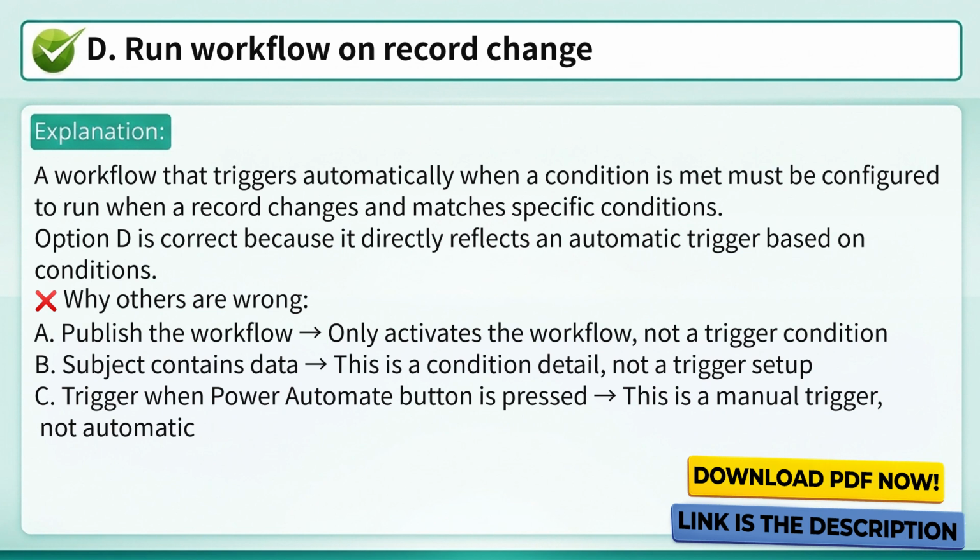Explanation: A workflow that triggers automatically when a condition is met must be configured to run when a record changes and matches specific conditions. Option D is correct because it directly reflects an automatic trigger based on conditions. Why others are wrong? A. Publish the workflow. Only activates the workflow, not a trigger condition. B. Subject contains data. This is a condition detail, not a trigger setup. C. Trigger when Power Automate button is pressed. This is a manual trigger, not automatic.